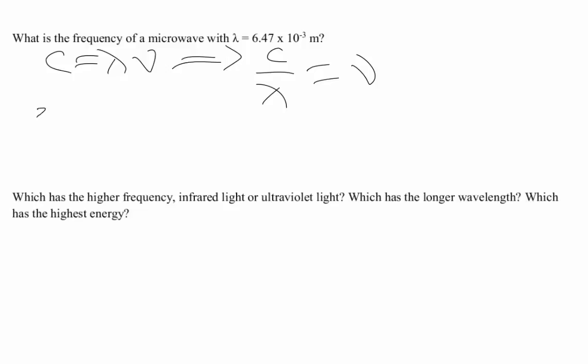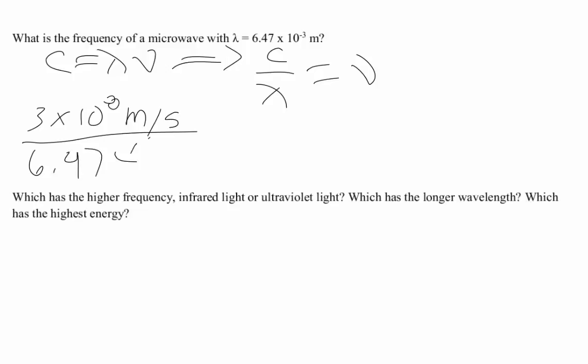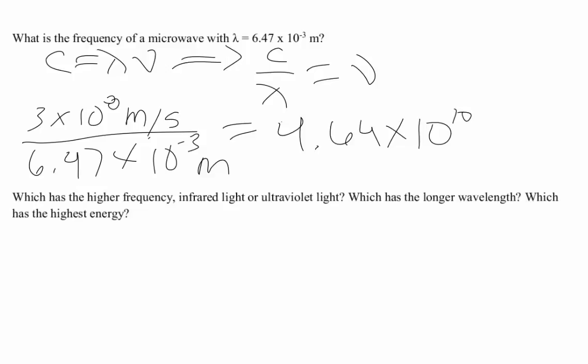I can rewrite the equation as 3 times 10 to the 8th meters per second, all divided by 6.47 times 10 to the negative third meters, and that will equal our frequency. This is equal to 4.64 times 10 to the 10th. And the units for frequency is hertz, or second inverse.